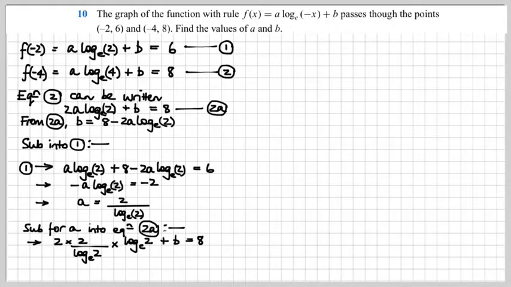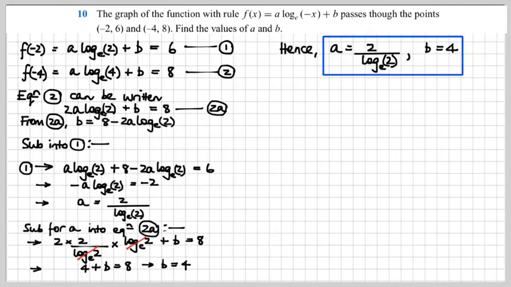Oh, look at that. This is on the denominator. This is on the numerator. Well, life's good, guys. So what do we get? We get 4 plus b equals 8, and therefore b equals 4. Isn't that good? How do you feel? Did you get that out?